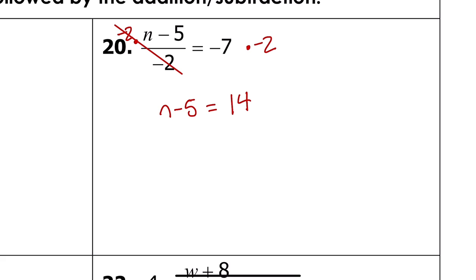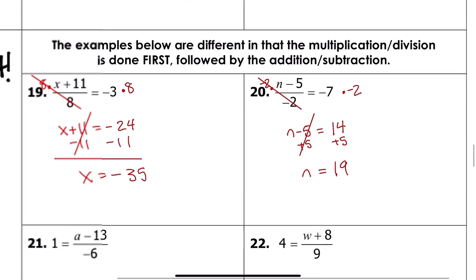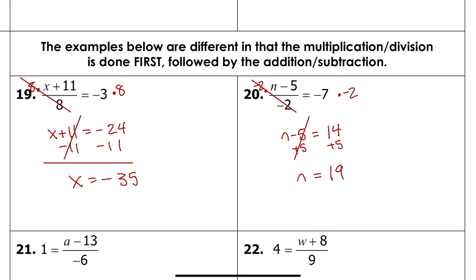All right, now we have n minus 5. So minus 5, I want to do the opposite. So we're going to add 5. That will leave us with n, because these will turn to 0, equals 14 plus 5, that's 19. And that's our answer for that one. So don't be tripped up by these. They just look a little different, and it's okay. We're just going to multiply first. All you have to do is multiply to cancel that number out.